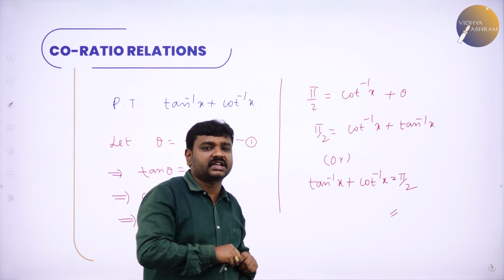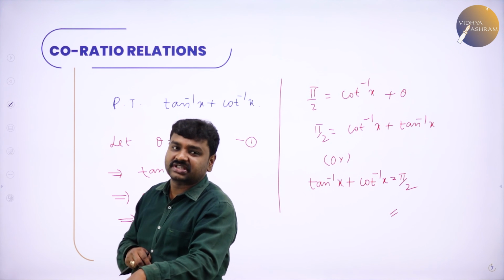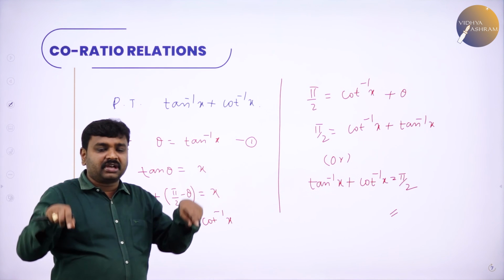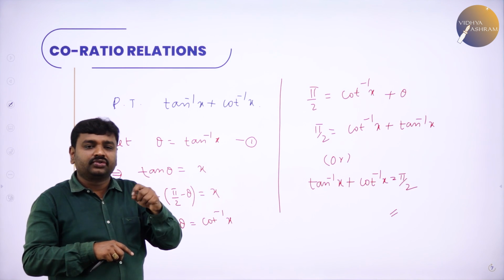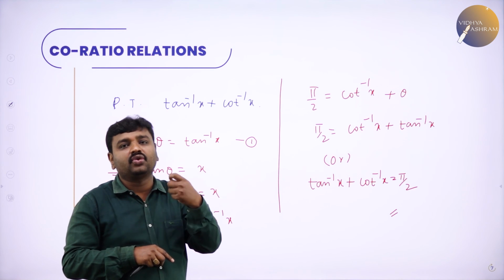Three co-ratio relations I taught you. Sin inverse x plus cos inverse x is pi by 2. Tan inverse x plus cot inverse x is pi by 2. Secant inverse x plus cosecant inverse x is pi by 2. So the table of domain and range and co-ratio relations, you should be thorough. In my next session, first I'll ask you those things. If you are able to tell, then we'll go ahead with the problems.